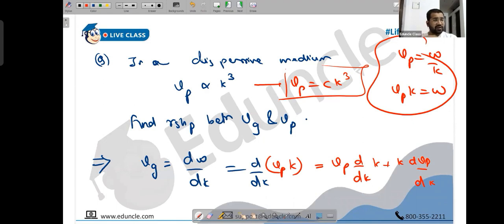Basically, you can directly use the general formula if you have memorized it already. I have personally never memorized it, so I take 10 seconds to come up to that step. This definition is always valid: Vp is omega by k. The difference is only that in non-dispersive, Vp becomes constant, and in dispersive, Vp is not constant.